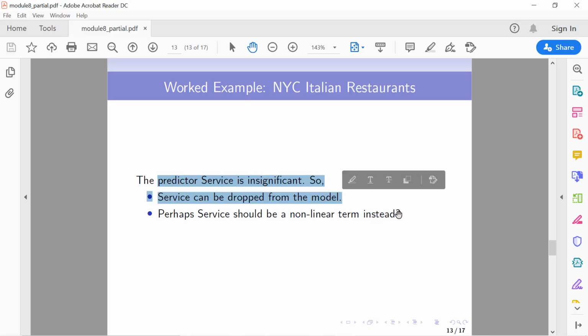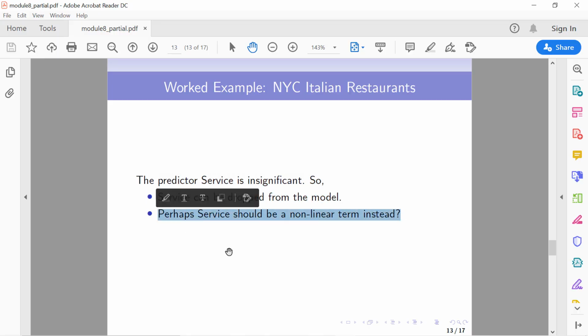But another thing that we could explore is whether there should be a nonlinear term for service. Based on all the plots that we've seen, it's unlikely that service should be a quadratic term. Realistically speaking, should the relationship between service and price, while holding the other two predictors, food and decor, constant, be quadratic? It's probably not the case, but we can still explore that question if we really want to.